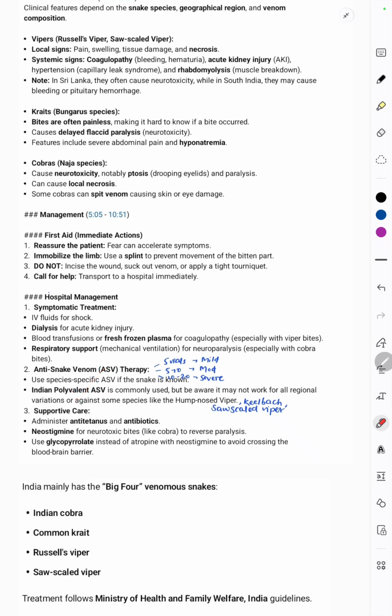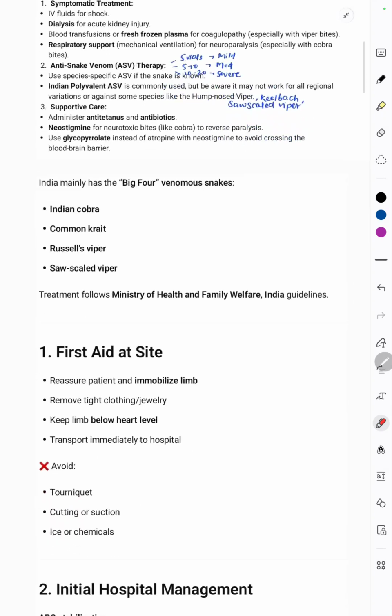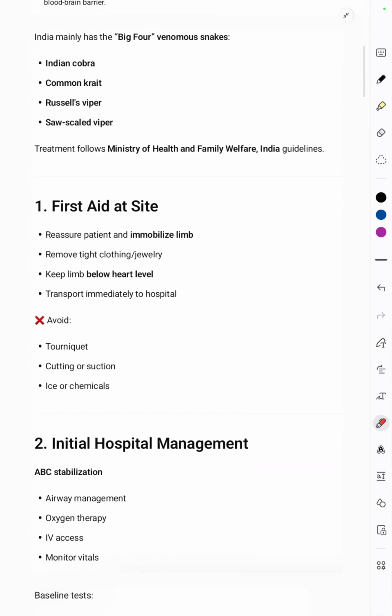Now this polyvalent antivenom is not useful against the hump-nosed viper, Kallabar species, and the Asian or African saw-scaled viper. It is given according to different doses and different vials, with supportive care including anti-tetanus vaccine, antibiotics, neostigmine, and glycopyrrolate used along with neostigmine. Now very important, the detailed approach to the management. India mainly has the big four venomous snakes: the Indian cobra, common krait, Russell viper, and saw-scaled viper. This polyvalent antivenom is effective against these four venomous snakes.